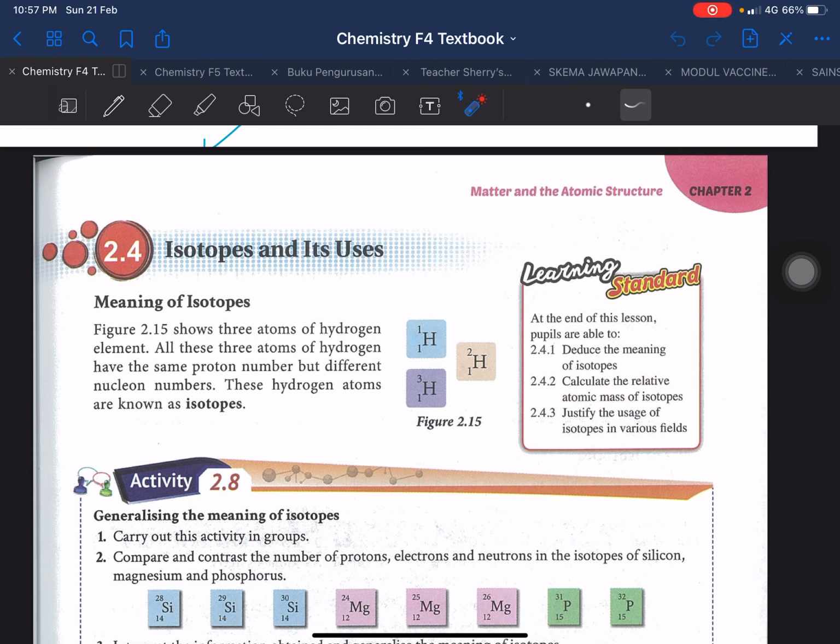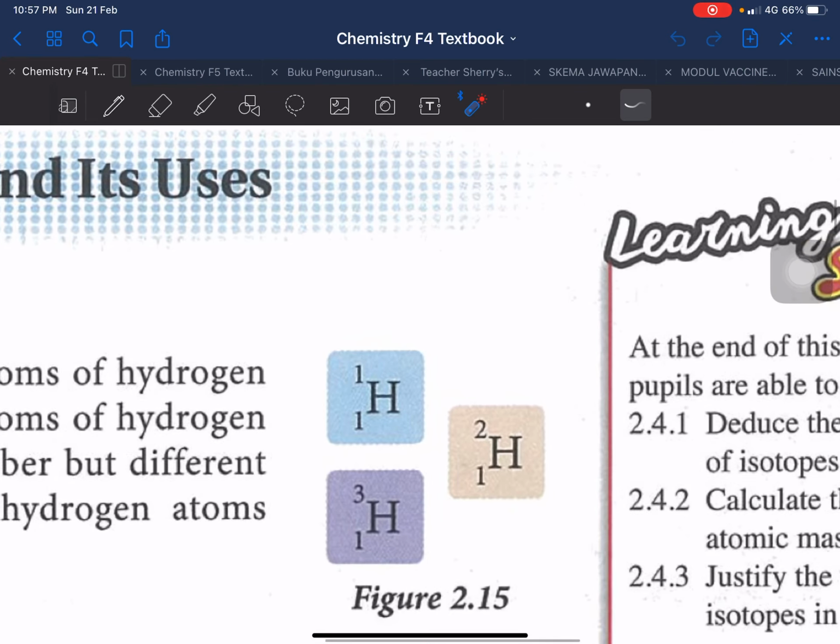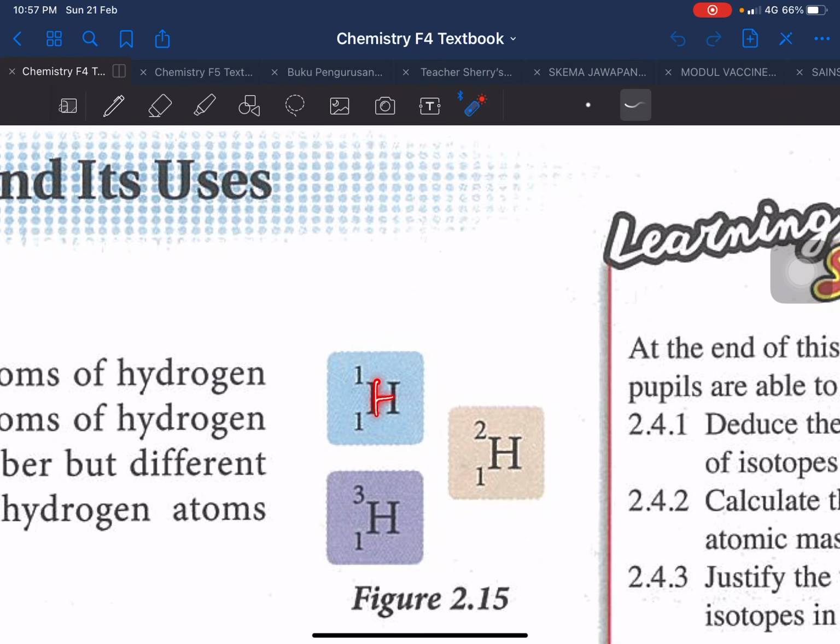So let us go through the meaning of isotope first. Figure 2.15 shows three types. There are three atoms of hydrogen element. All of these are hydrogen. What makes them the same is the proton number. I hope you still remember. If you see a symbol like this, a small number on the top left and a small number on the below left, the top left is the nucleon number and the below one is the proton number.